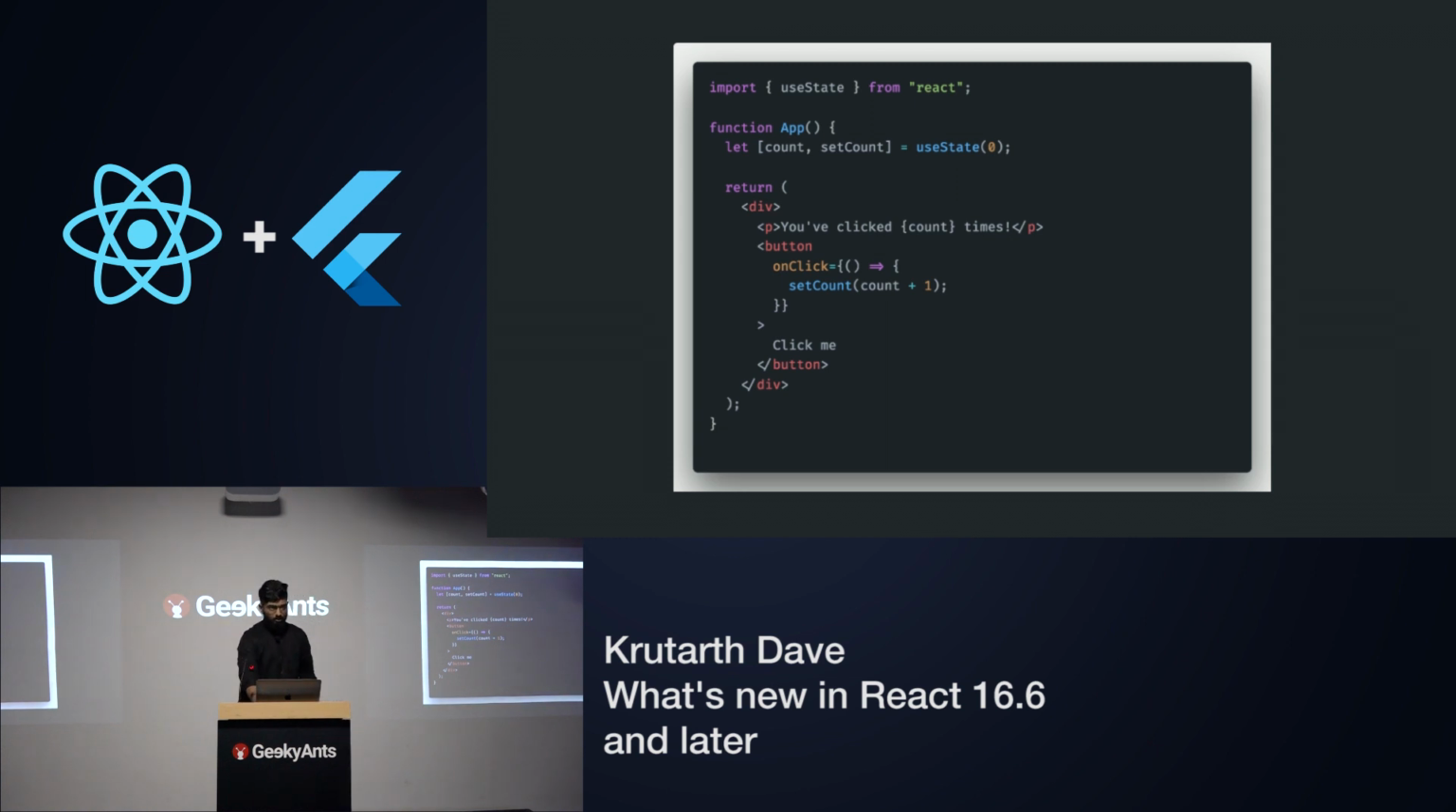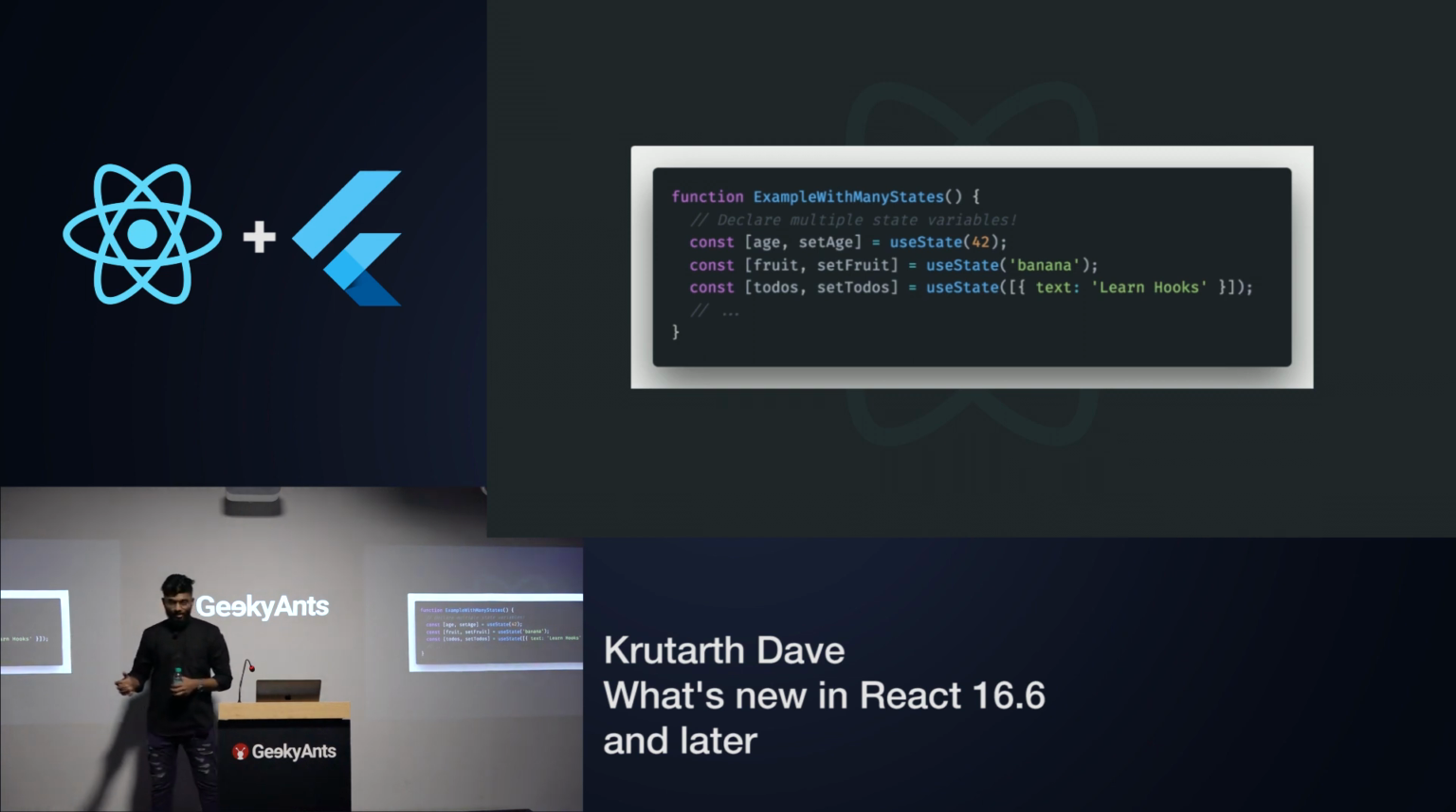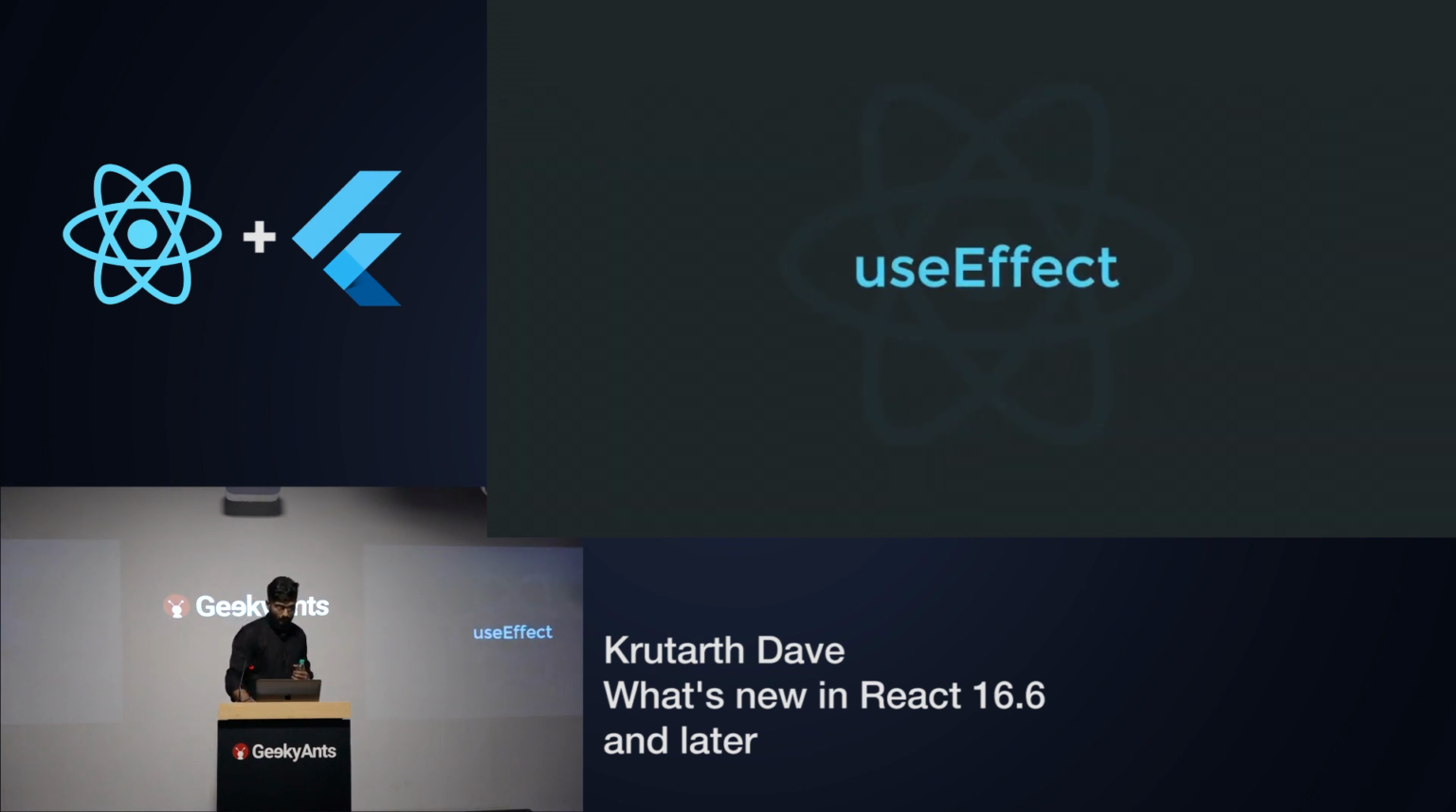Okay, so we talked about single state. What about multiple states? If I want to have multiple states, you can declare one useState, you can use it 9 times. So that solves that. It's about multiple state, and we can pass strings, literals, or even objects or arrays of objects as well.